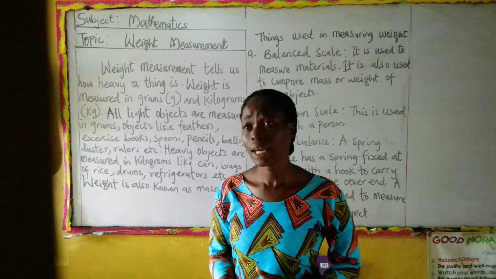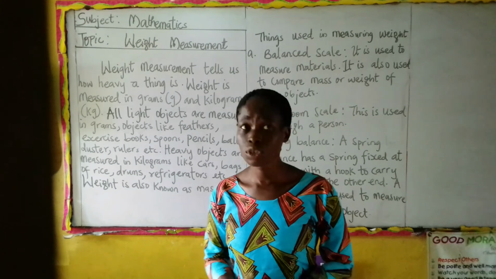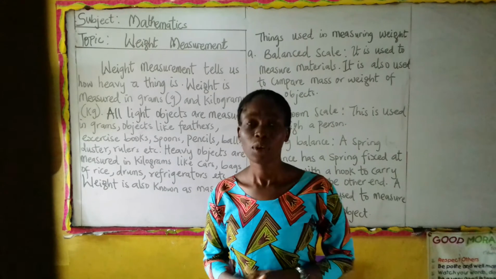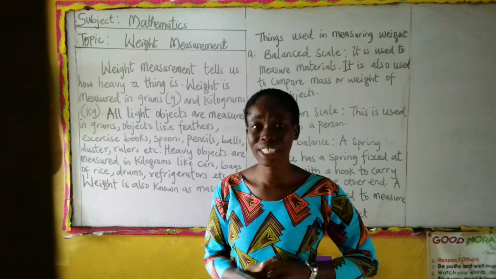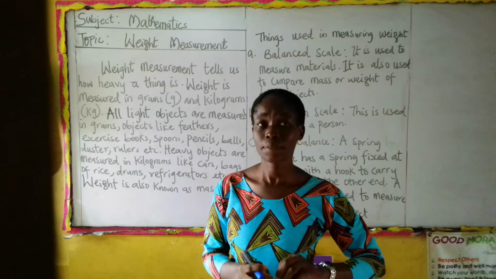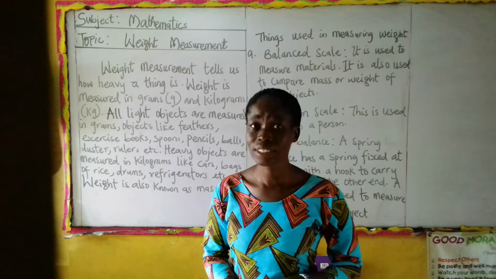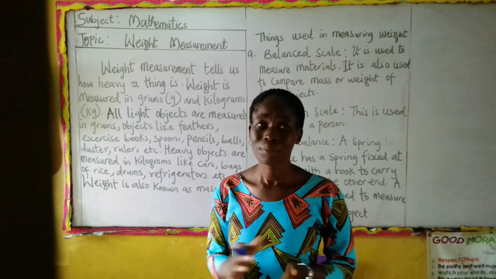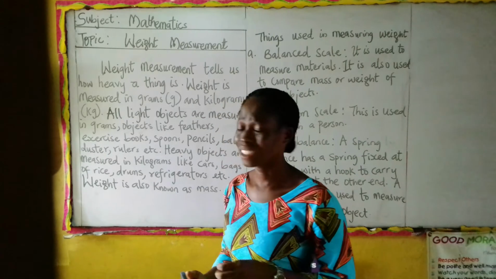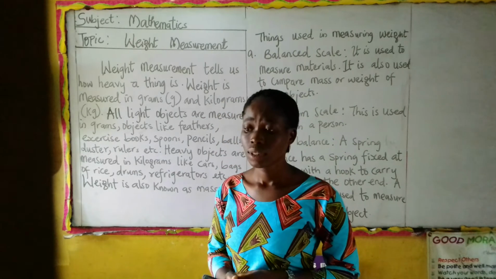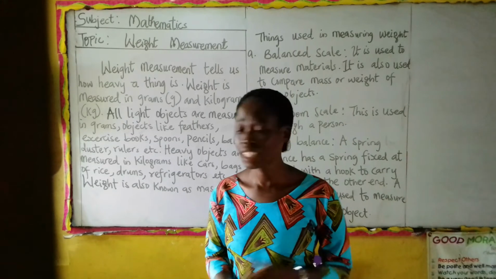Okay, and then objects that are heavy are measured in kilograms. Maybe when mommy takes you to a shop where frozen foods are sold, you see a measurement tool there which is used in measuring that particular item that is bought. That is when they ascertain the price of that particular thing. So we said objects that are light are measured in grams, and objects that are heavy are measured in kilograms.